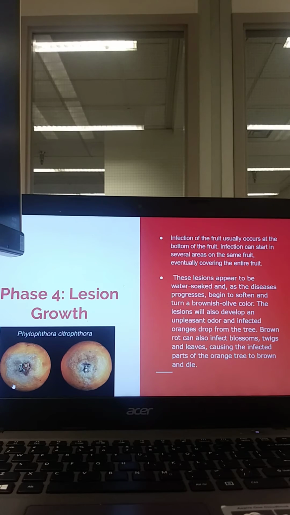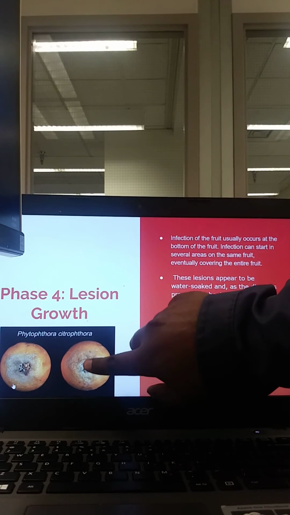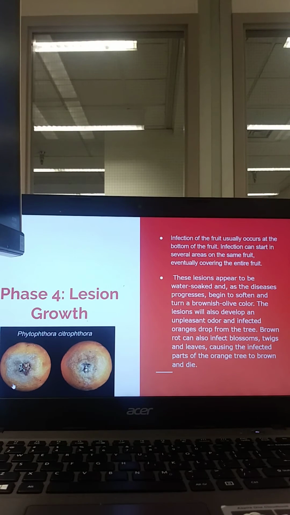Phase 4 is what I focus on, which is the lesion growth on the fruit. As you can see right here, it's a brown lesion. It usually occurs on the bottom, as mentioned earlier, due to the dispersal method. However, the infection can spread everywhere and will eventually engulf the entire fruit. These brownish olive lesions appear water-soaked and greasy, and they can also produce a very foul odor, which can be used in an attempt to identify the pathogen. Brown rot can affect any part of the plant.